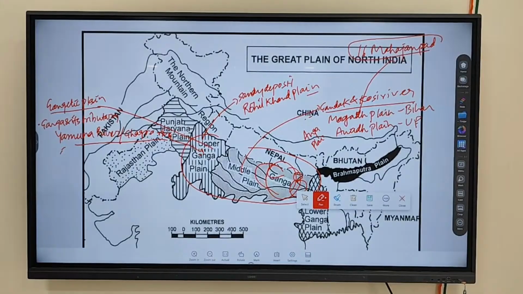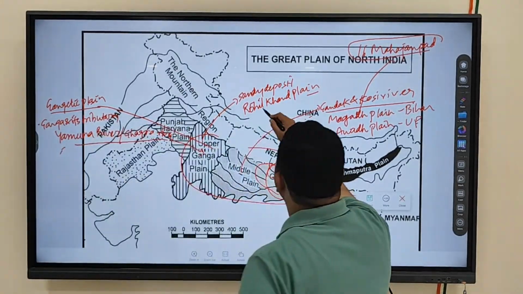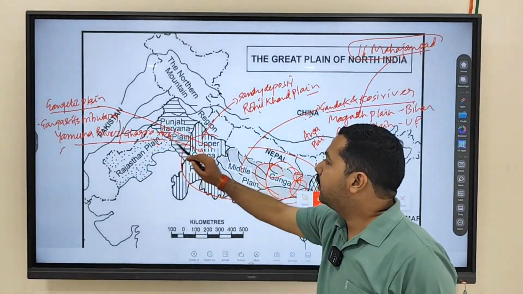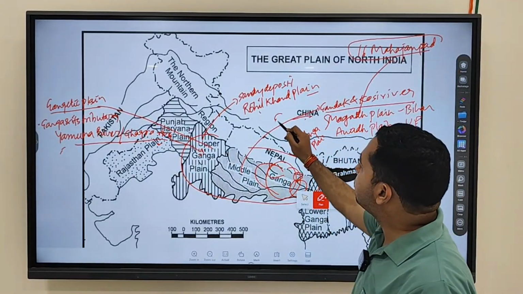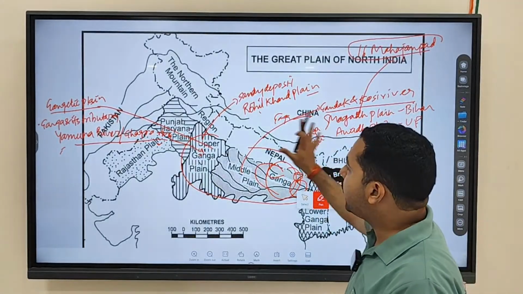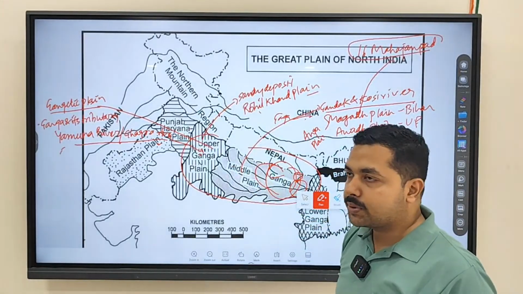So it is created due to what? It is created due to the Gandak and Kosi rivers. That is the Magadh plain or Ang plain or Awadh plain that you are finding. Of course the Ganga river is flowing and all these tributaries, the Ghagra, Yamuna, are merging with nothing but the Ganga. So the Ganga and its tributaries are creating this particular plain.